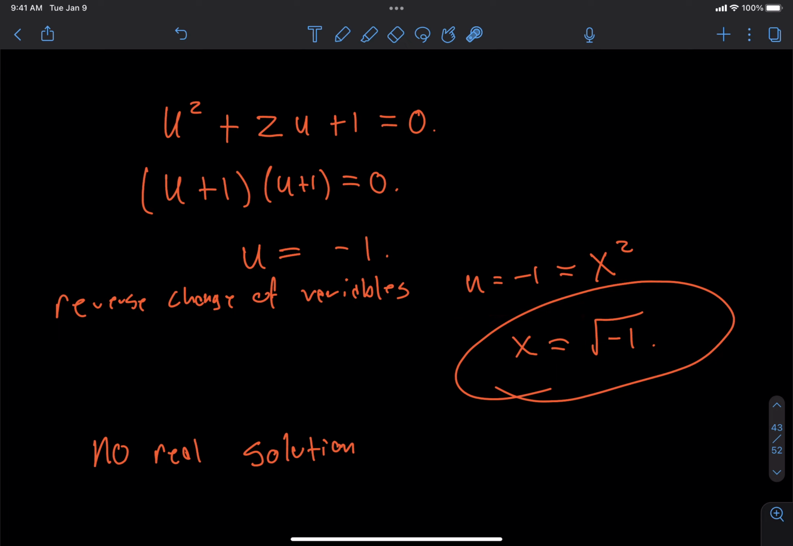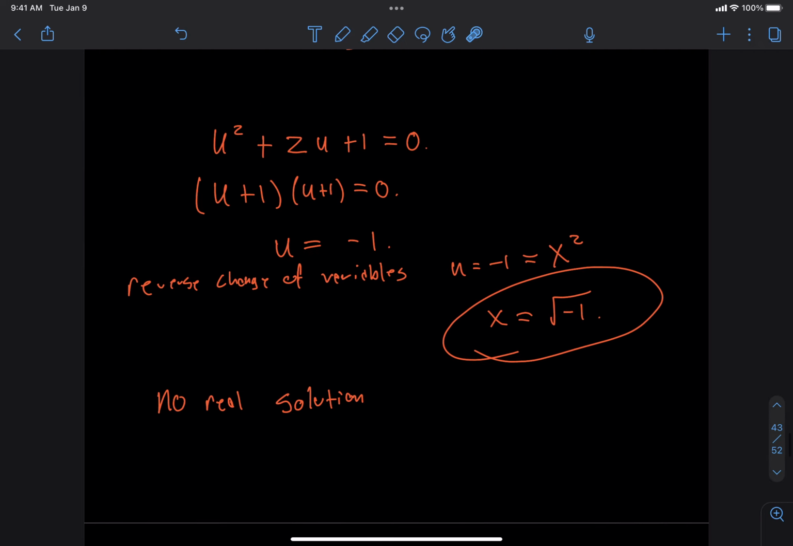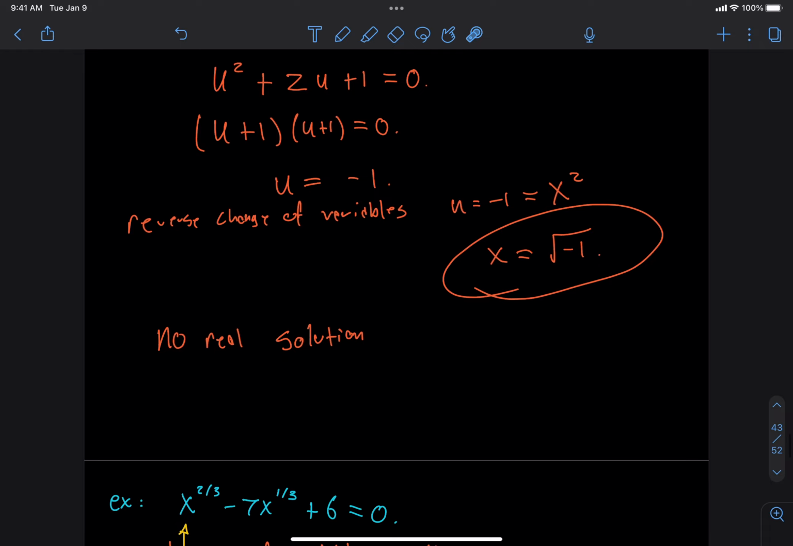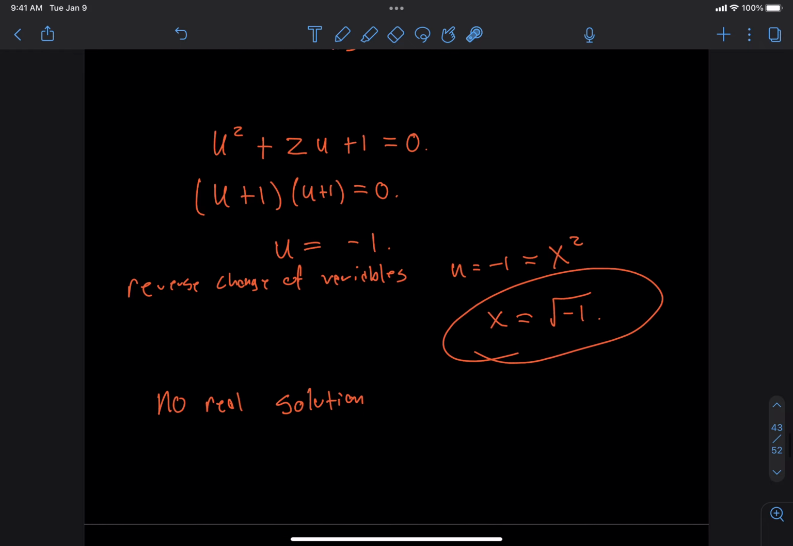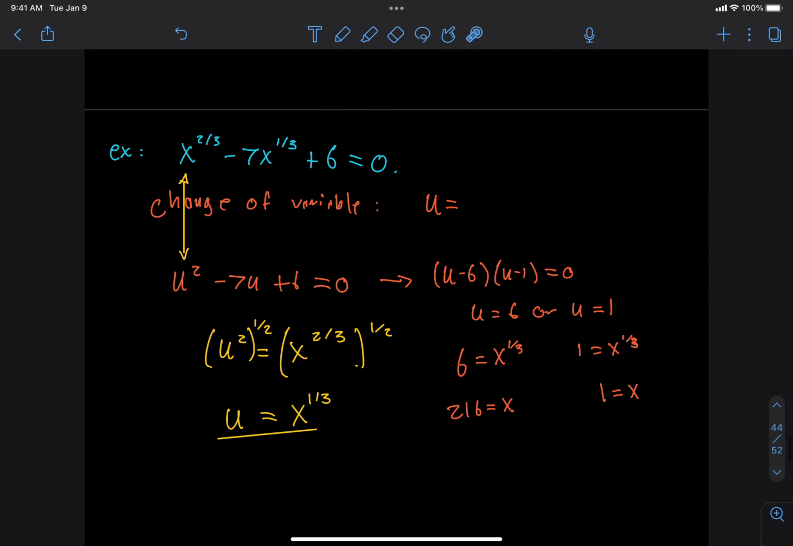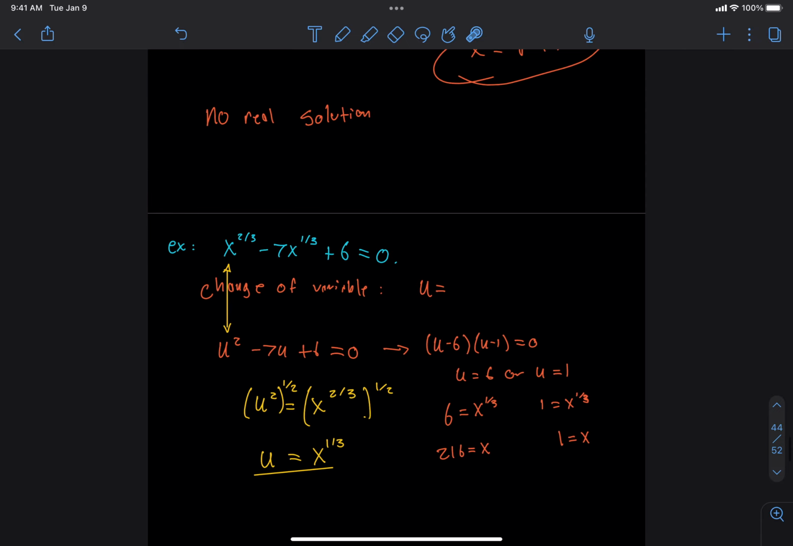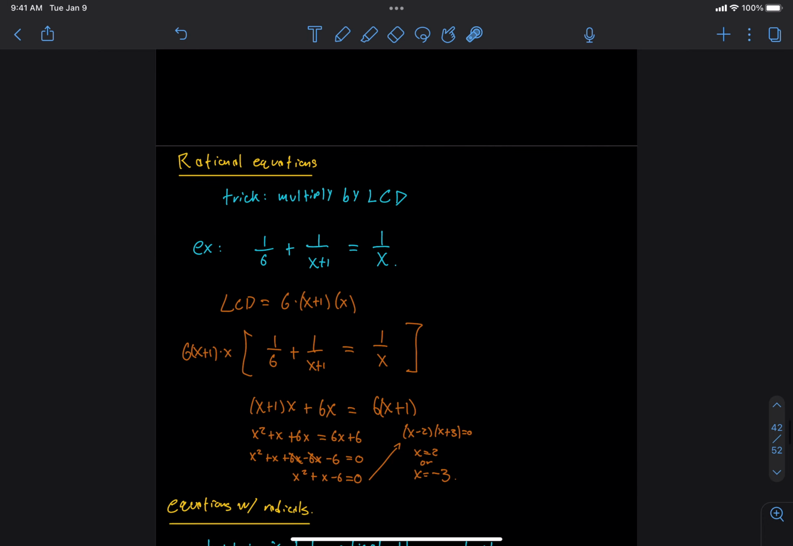So those were quadratic in form. There are a couple of those, I think, on your homework. Or there might be one on your homework that will help you to maybe become less allergic to that. Any questions on the types of equations that we talked about last time?